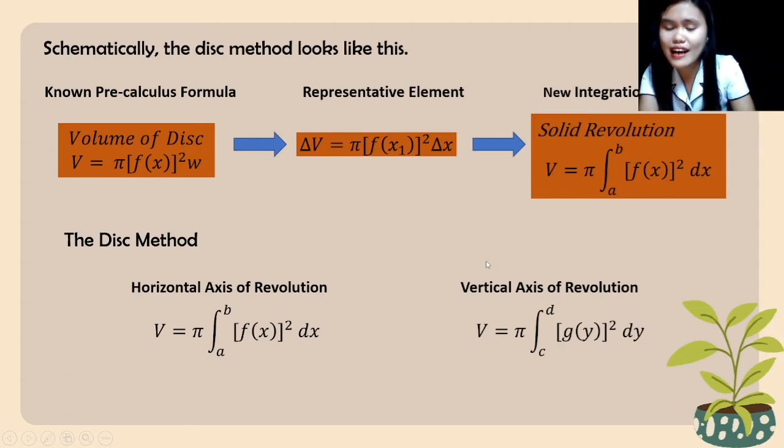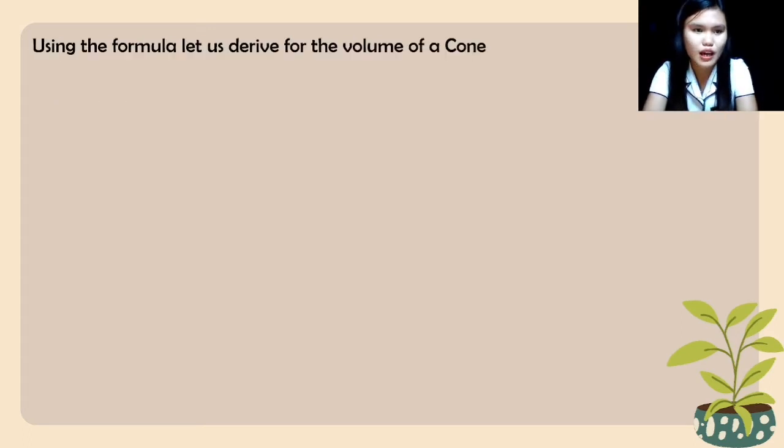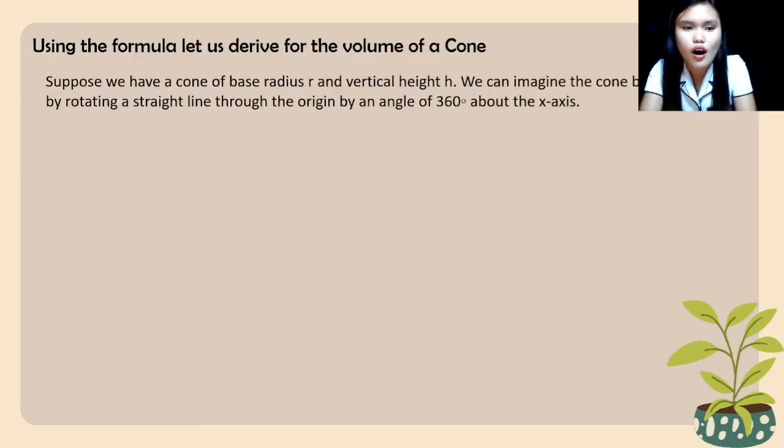Now for the vertical axis of revolution, or the y-axis, or with respect to y, we will have this formula. Volume equal to pi integral from c to d multiplied by g of y squared dy. Okay? So using the formula of this method, we have pi integral from a to b times f of x squared dx or dy. So using that formula, let us derive the volume of a cone.